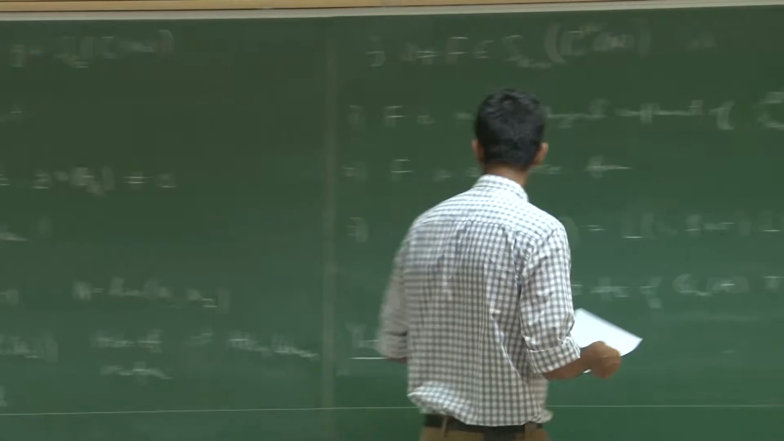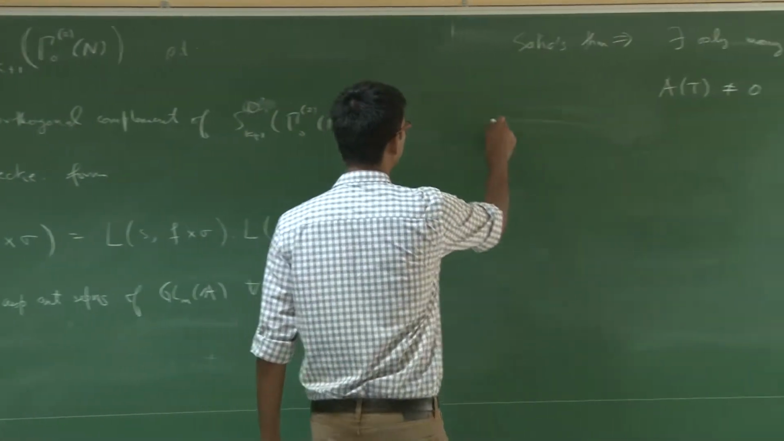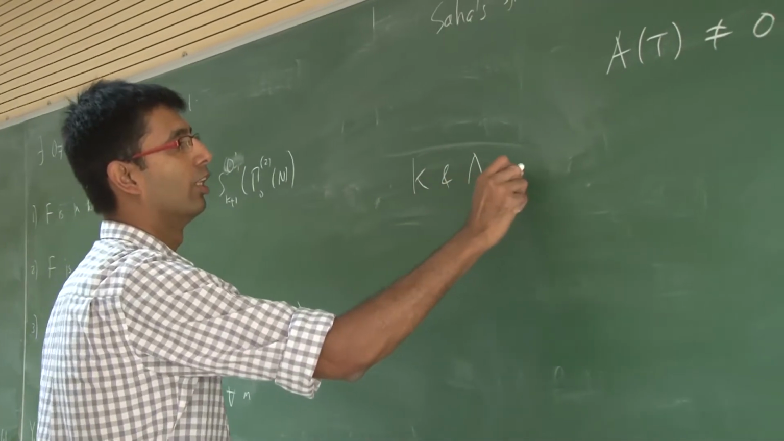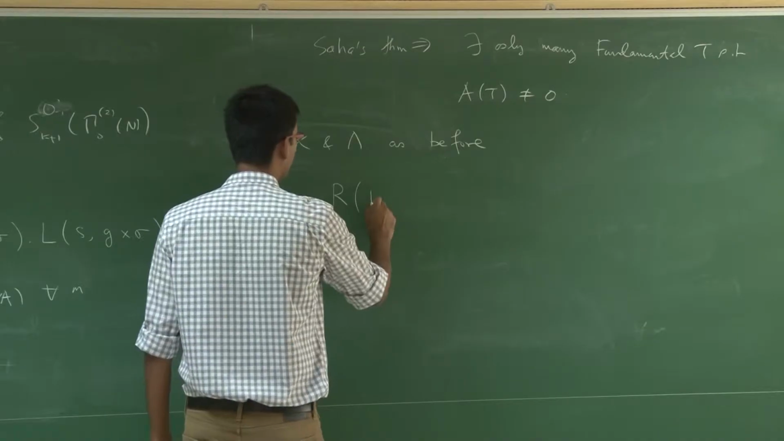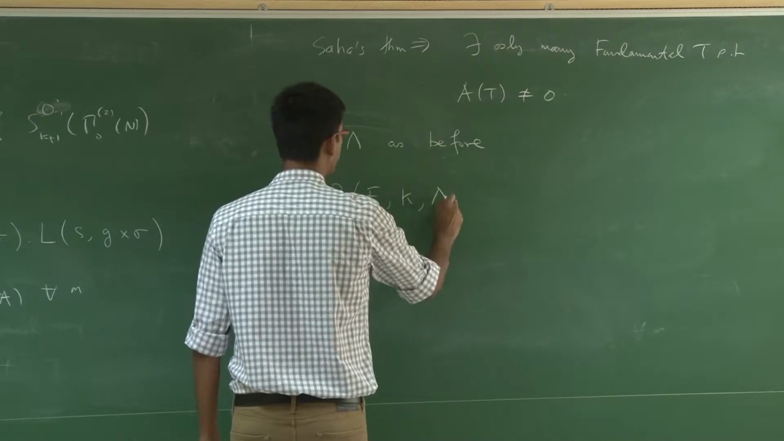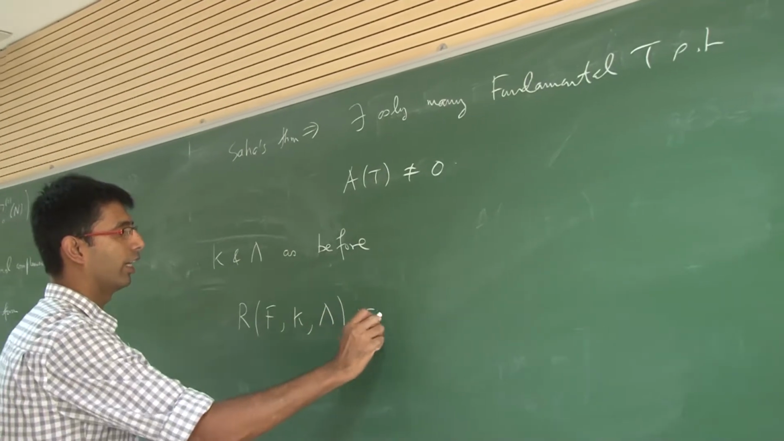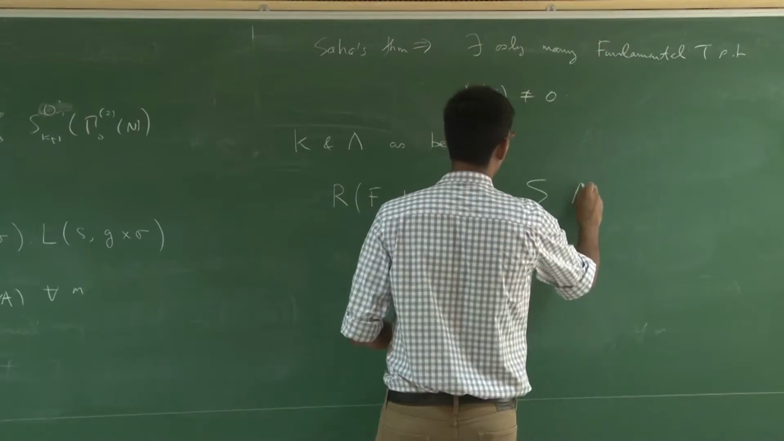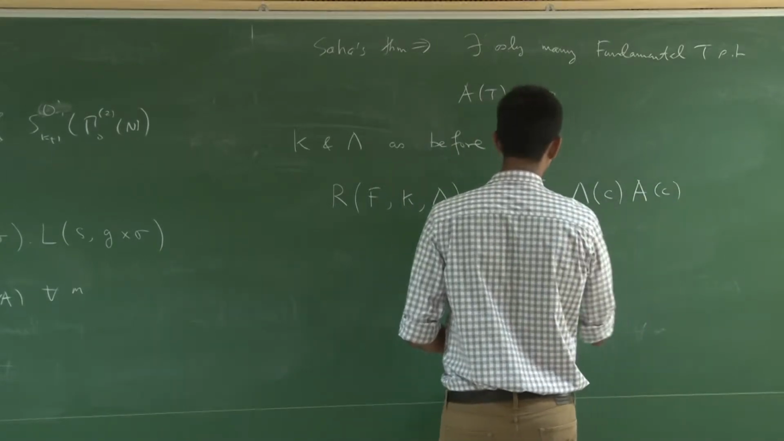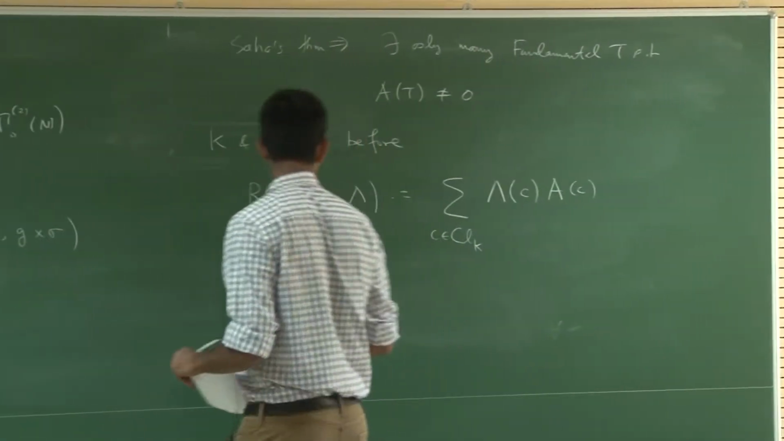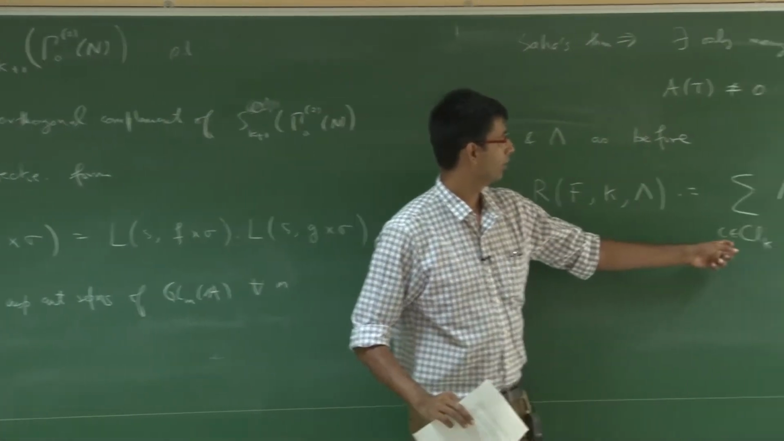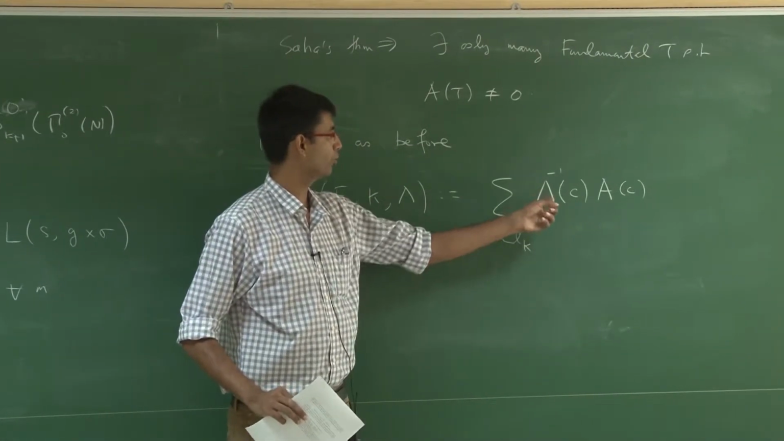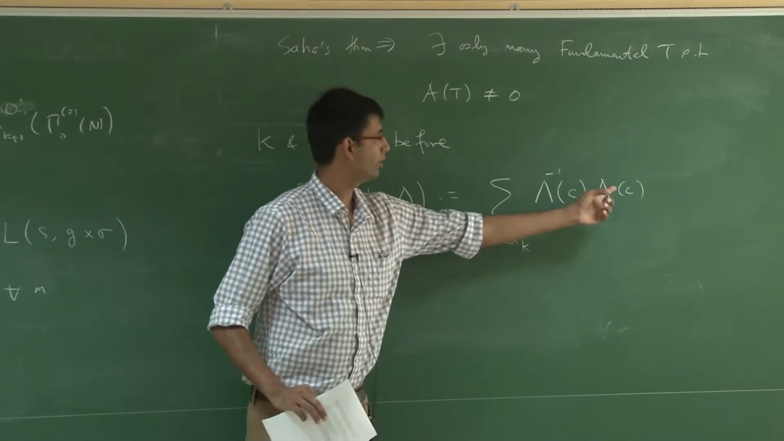So if you take these k and lambda as before, let us define a Fourier coefficient of this kind: the summation of lambda of c times a of c, for c in the class group inverse. Of course, lambda is a character of the class group, so lambda of c makes sense. What does a of c mean?